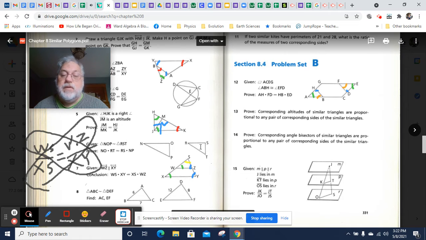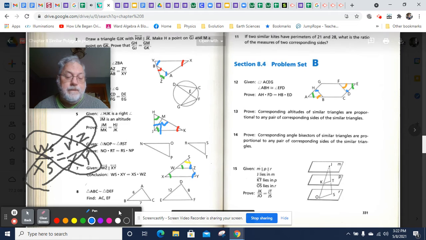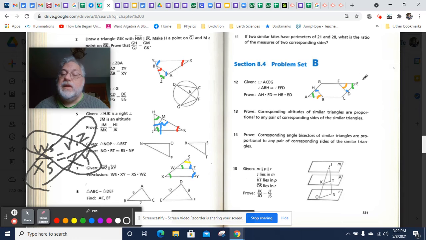Okay, so I'm going to use black for that. And so we're dealing with AH, so let's take a look at AH. So let's see which side on the other triangle AH corresponds to. That's green to blue. Green to blue is to ED.